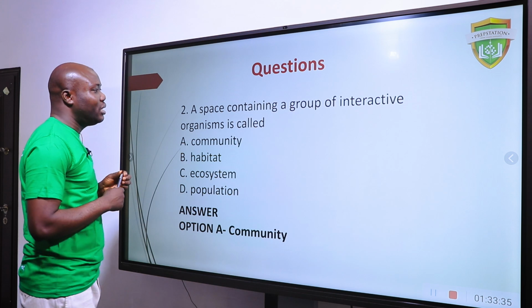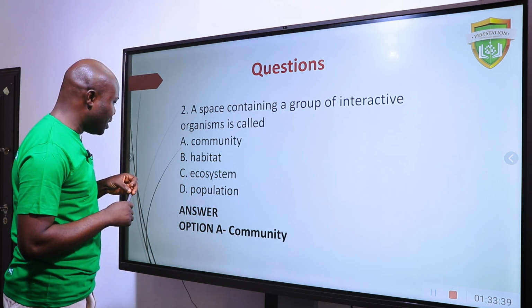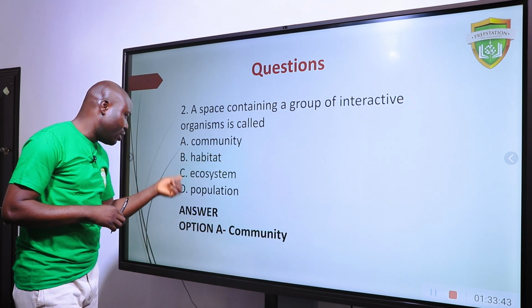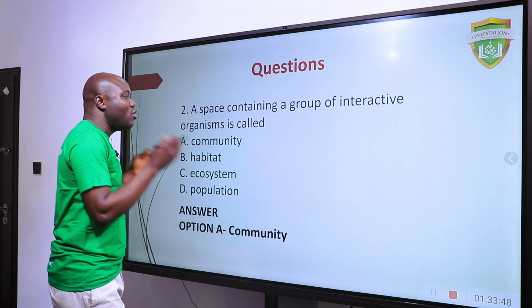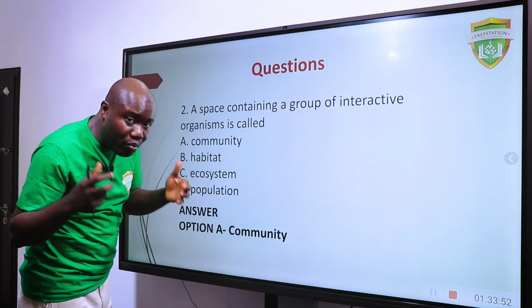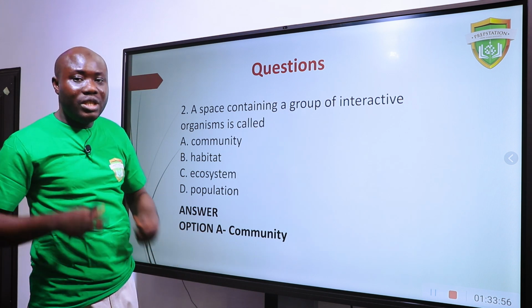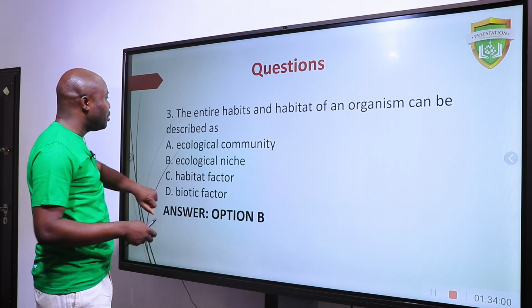A space containing a group of interactive organisms. A group of interactive organisms is called dash. Community, habitat, ecosystem, population. Don't make mistake. Your answer is community. You have been told that interactive organisms are not supposed to be of the same species because they are organisms. So they do not belong to the same species. You get now?